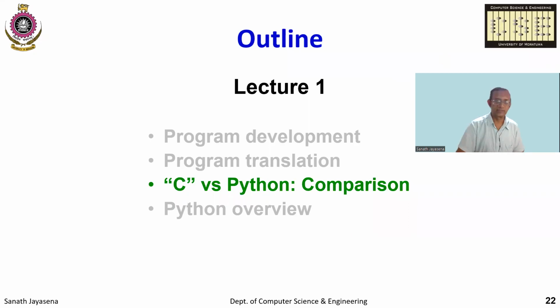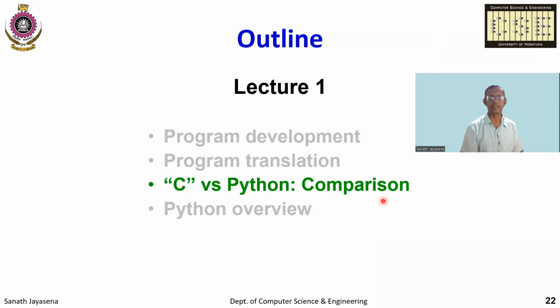Part 3 of lecture 1. Let's do some interesting thing. So we have talked about program development, program translation, and about errors and so forth. Now it's time to look into some programming language comparison, with the idea of getting into a Python overview after that. So here let's do a little bit of a comparison of C versus Python.